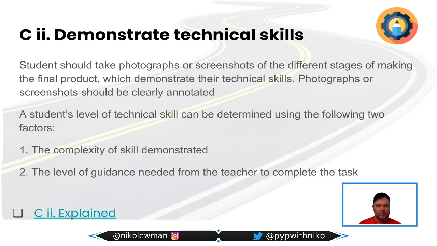C2, demonstrate technical skills. Students should take photographs or screenshots of their different stages of making the final product, which demonstrate their technical skills. Photographs or screenshots should be clearly annotated. The level of your technical skill can be determined using the following two factors: the complexity of skill demonstrated and the level of guidance needed.